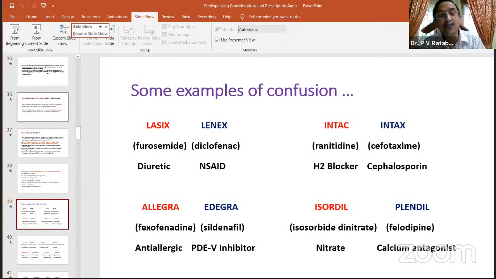Just some examples of confusion: Lasix and Lanoxin, one is furosemide, the other is digoxin. Intex, Allegra, Edegra. Remember, you can imagine a patient comes to the pharmacy and asks for Allegra for his allergy, fexofenadine, and somebody in that busy pharmacy hears Edegra and gives sildenafil.